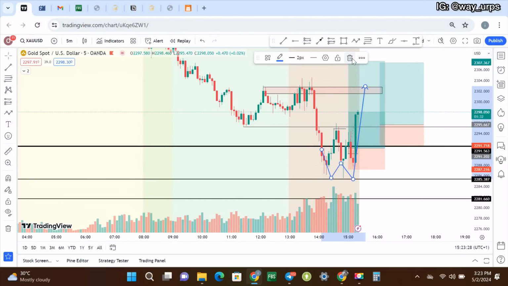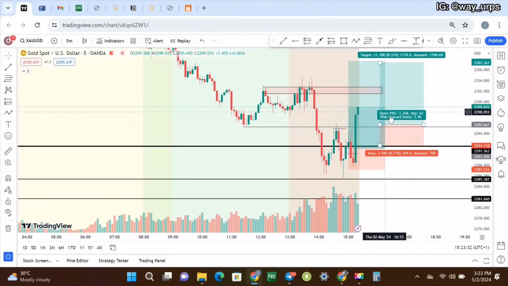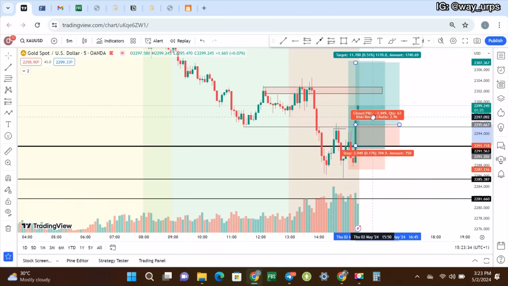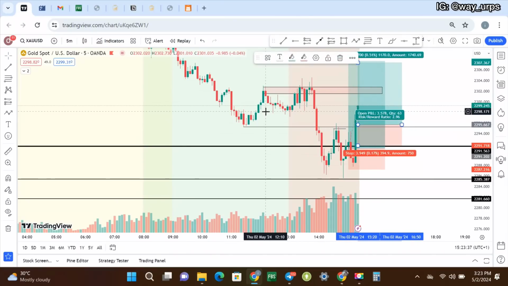This is where I was waiting for this double bottom, and it worked. So let me delete it now, it's no more useful. Oh, it's spiking. It is spiking. Let's go. Let us go.